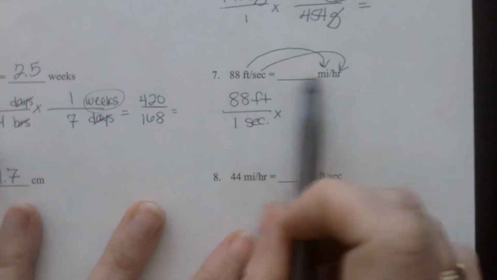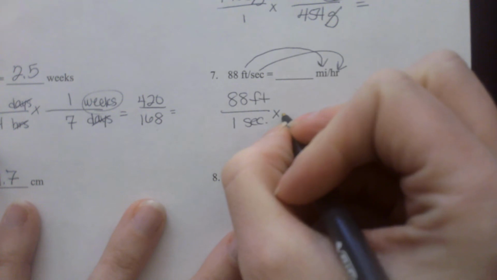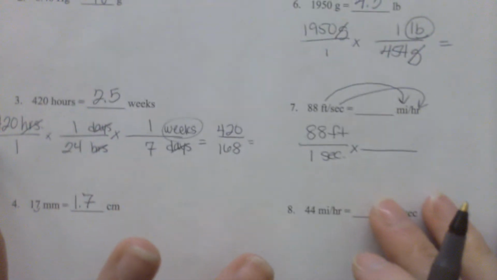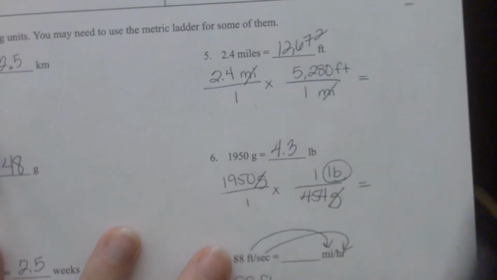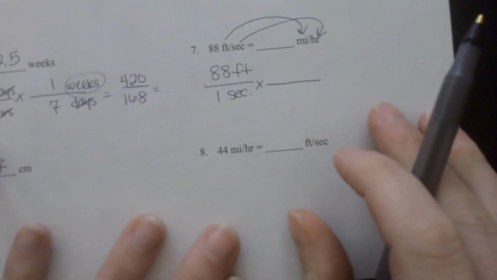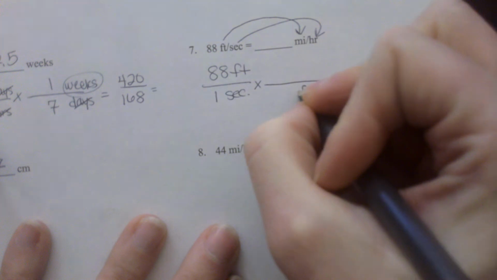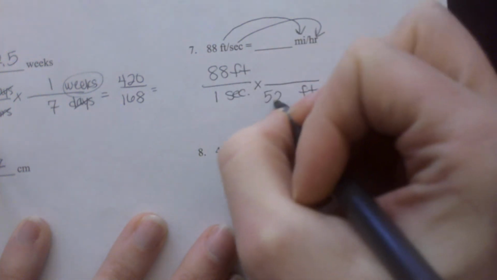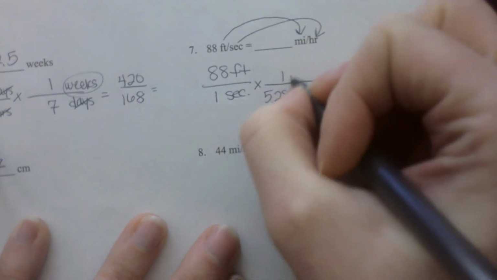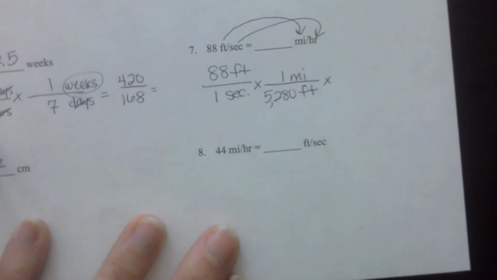So first I'm going to go from feet to miles. We've already done one of these. Up here we know there's 5,280 feet in 1 mile. I'm going to put feet on the bottom so it cancels out with this guy. Like that.